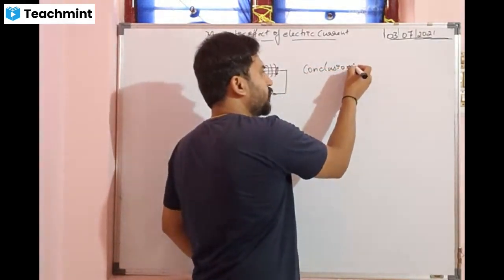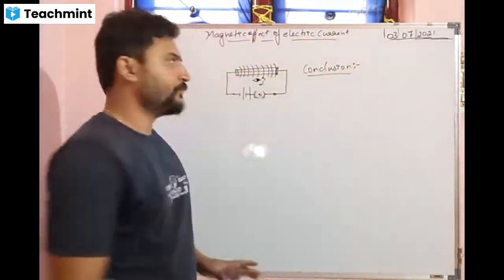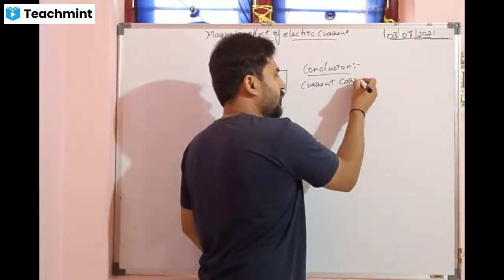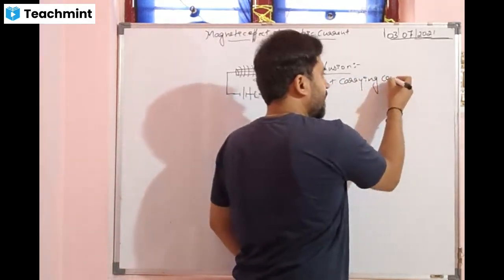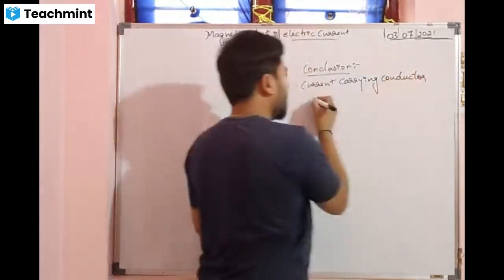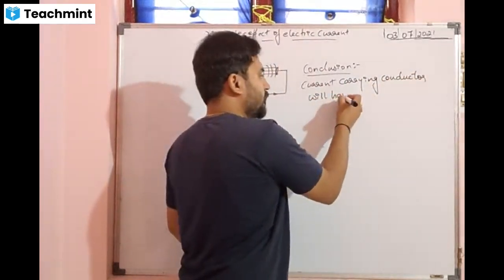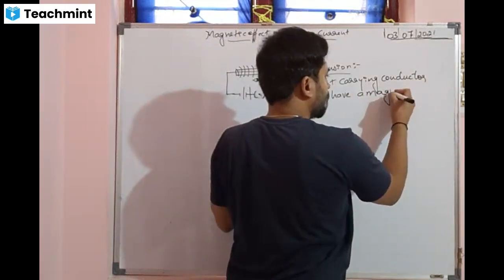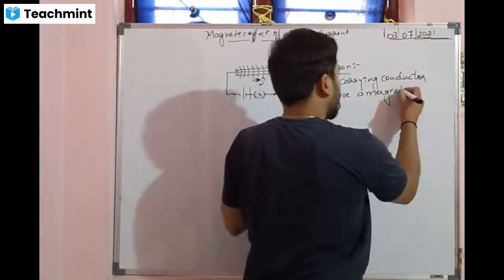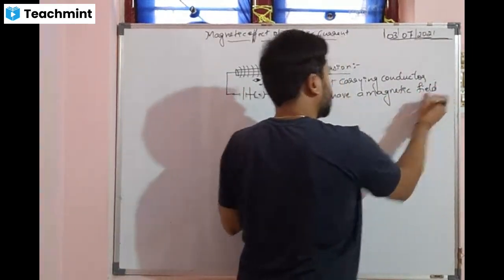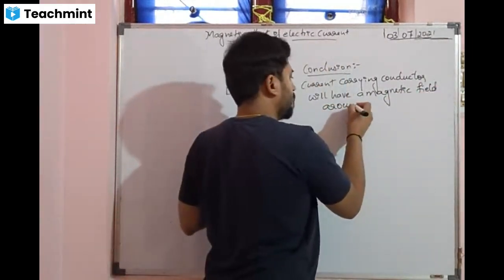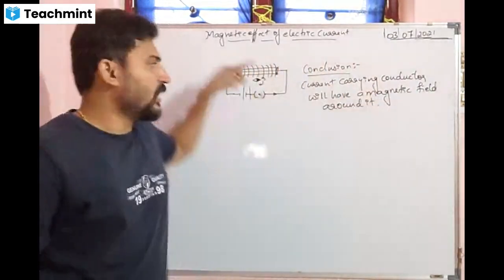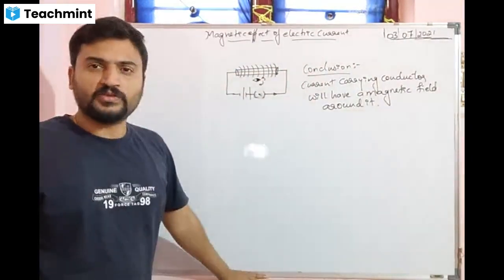You should remember all this. You should write the conclusion for every experiment. What is it? A current carrying conductor will have a magnetic field around it. This was the conclusion by the Oersted experiment.